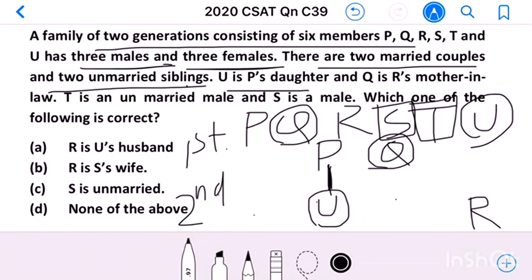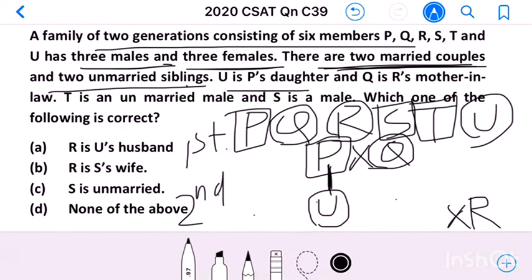Now here it is said that there are 2 married couples. So here R is a married person and Q also a married person and P also a married person. In the first generation, both P and Q are married persons. There are only 2 married couples. That means P is married to Q. Q is a female member, so P is husband of Q. P is a male member. Then the only remaining, R, is also a male member. So here we can encircle it.